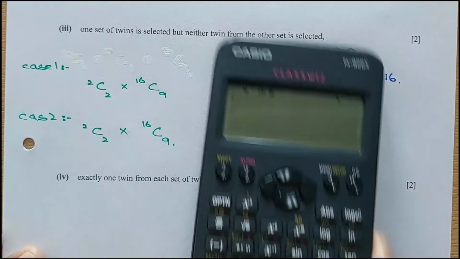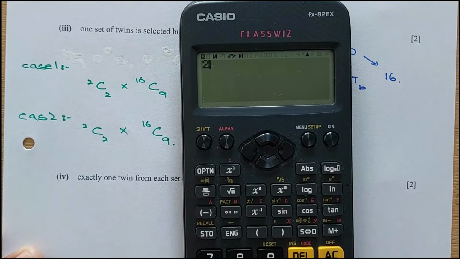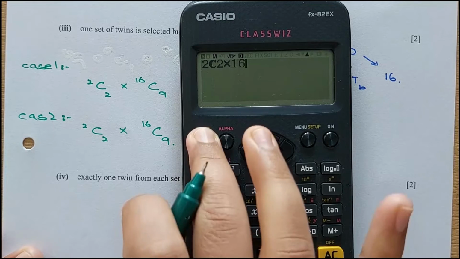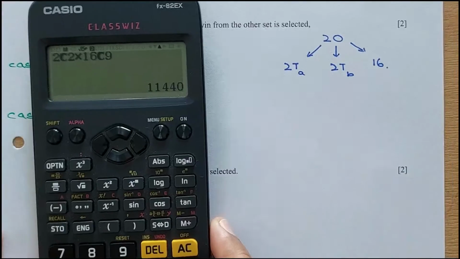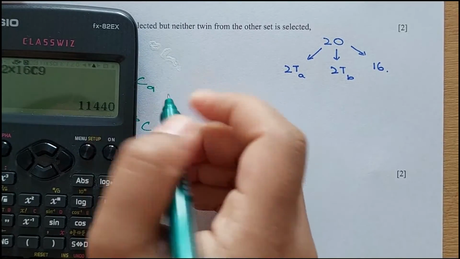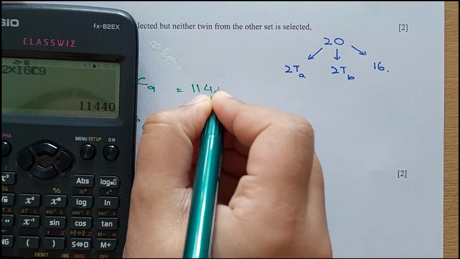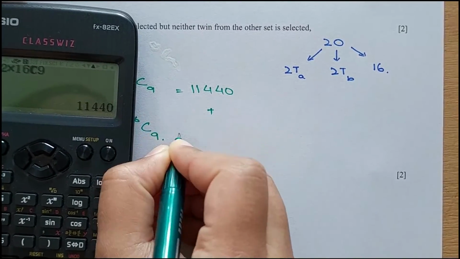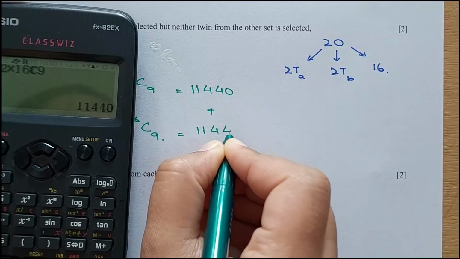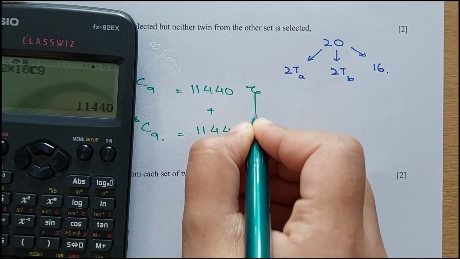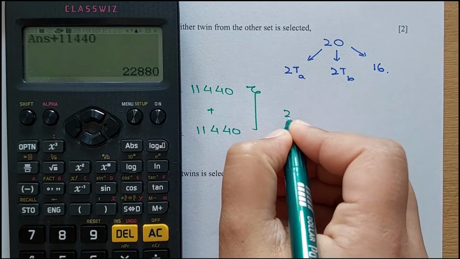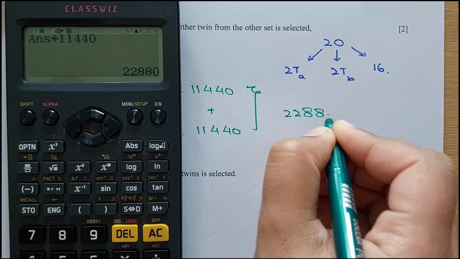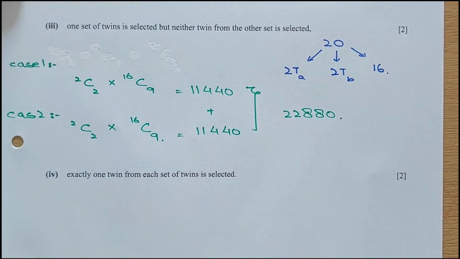Now let me simplify this. 2C2 times 16C9 is 11440. This is 11440 plus this is also 11440, and the total is 22880 number of ways, right?